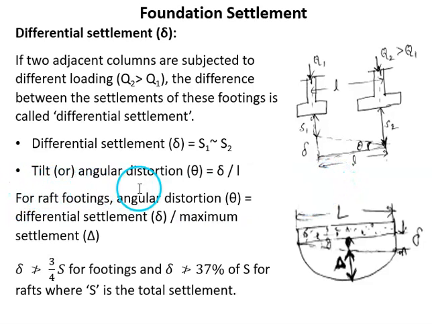Then tilt or angular distortion is the ratio of differential settlement to the spacing. If the spacing is L, delta by L is called tilt or angular distortion. If it is a raft footing, then angular distortion equals differential settlement divided by maximum settlement at the center. And this differential settlement should not be greater than 3/4 of total settlement for footings, and it should not be greater than 37% of total settlement for rafts.